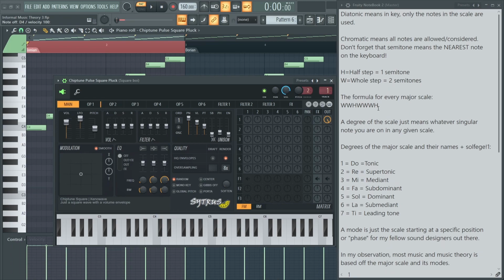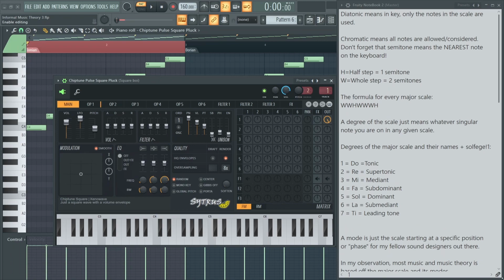So here's D major. Whole, whole, half, whole, whole, whole, half. It's all about the relationship between notes.